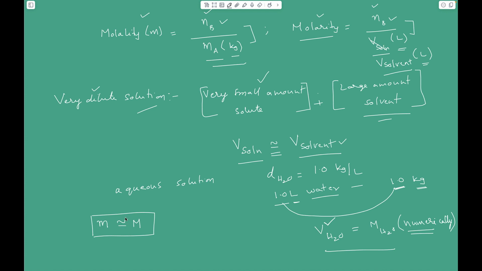This holds good only for very dilute aqueous solutions. It may not hold good for non-aqueous solutions even if they are dilute, because the density of those solvents will not be 1 kilogram per liter under normal conditions. So only for very dilute aqueous solutions, sometimes you have to use this approximation for some calculations.